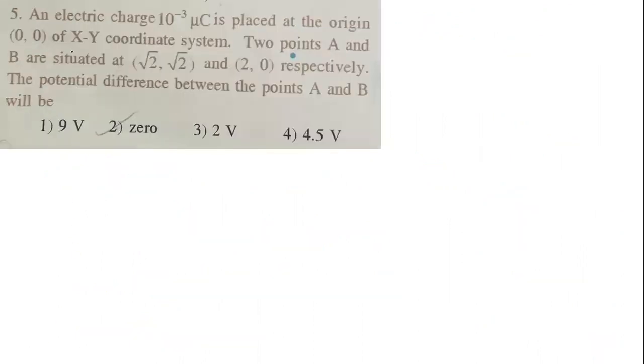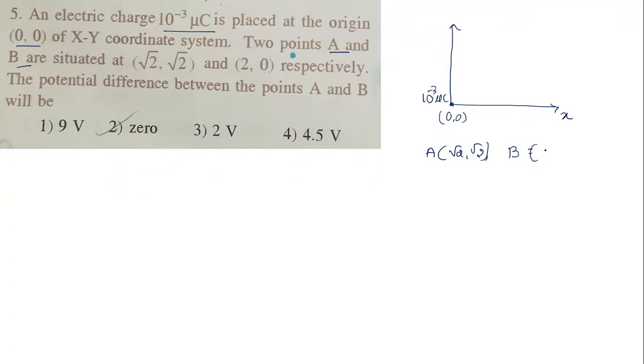Look at this question now, saying that an electric charge of 10 power minus 3 microcoulomb is placed at the origin O on the XY coordinate system. Let us take this XY coordinate system, and here there is a charge we're going to place, 10 power minus 3 microcoulomb. This is what we call 0, 0. Two points A and B are at this place. The A location is root 2 comma root 2, and the B location is 2 comma 0 respectively.